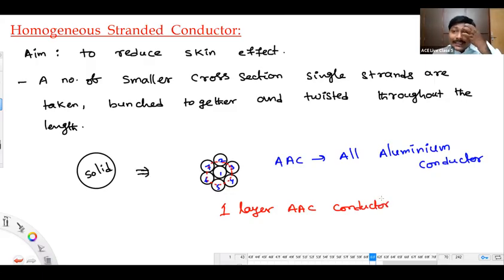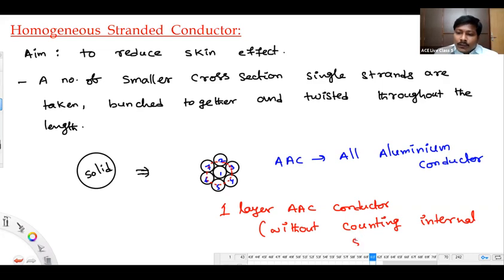Okay, one layer AAC conductor without counting the internal strand as a layer. Without counting the internal strand as a layer. So this term we should be very clear.